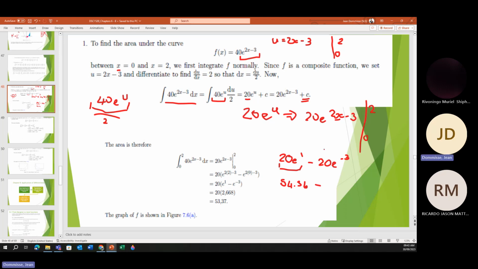And then e to the power of minus 3 would have been 0.049. So if I times that by 20, I get that I need to subtract 0.9957. If I add those two, or if I say 54.36 minus that, I do get the same answer, 53.37.